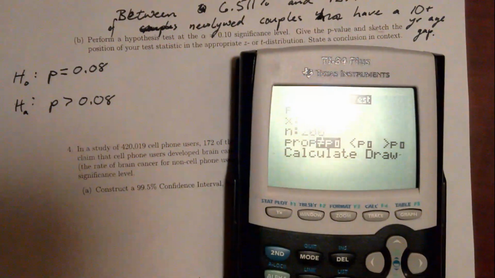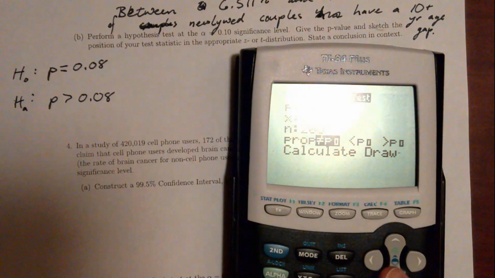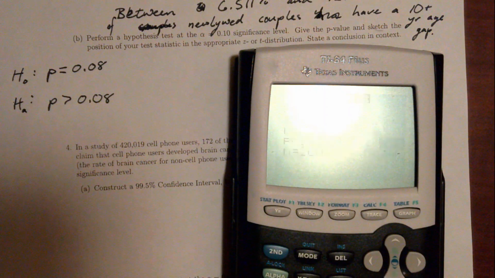Okay, now what's the null hypothesis? It is supposed to be 0.08. What are our x values and n values? The same as before. What was our tail situation? Says more than. So switch it over to greater than. Calculate.